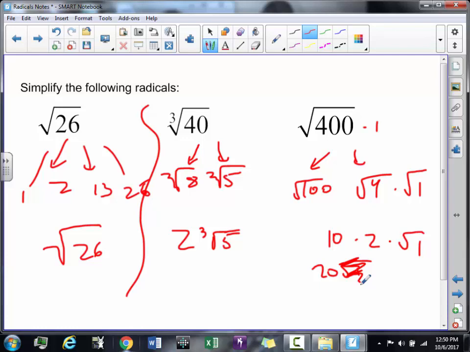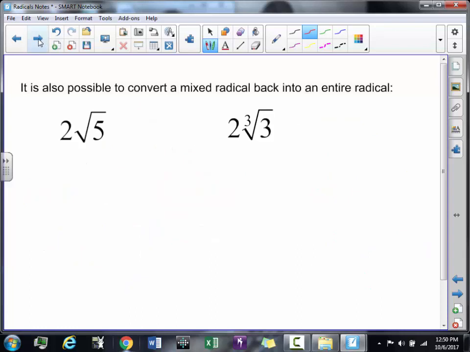How am I doing so far? Is this familiar? Okay, I'm going to fast forward to something that's maybe newer.